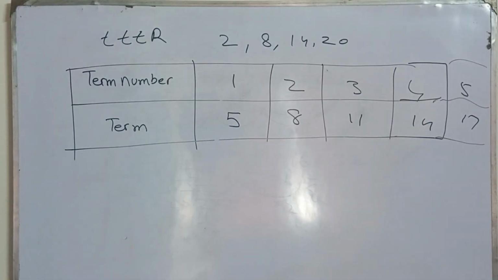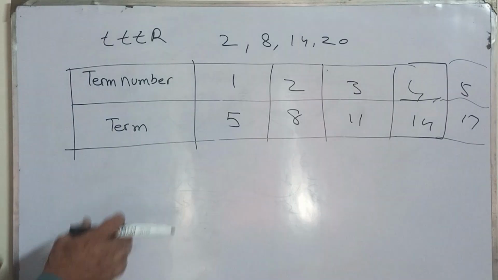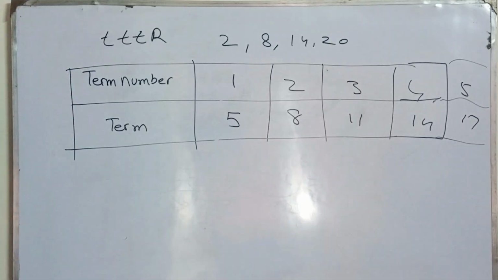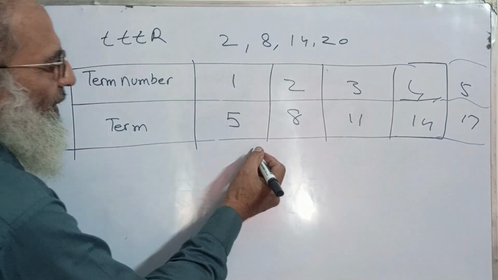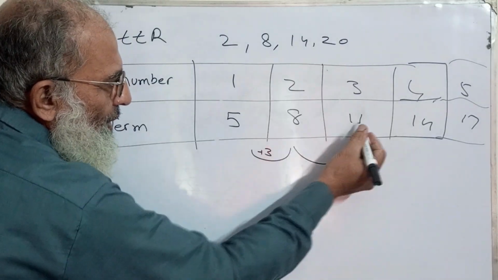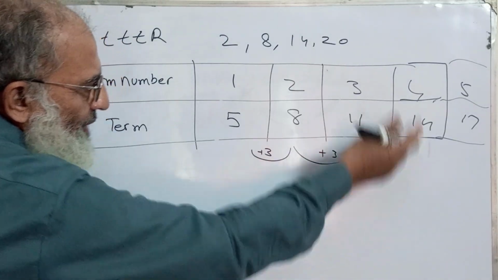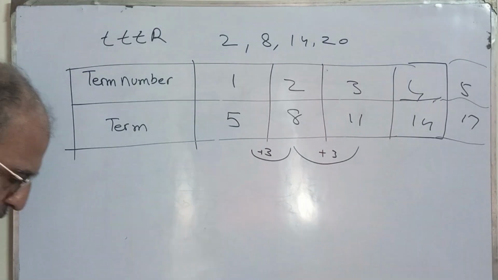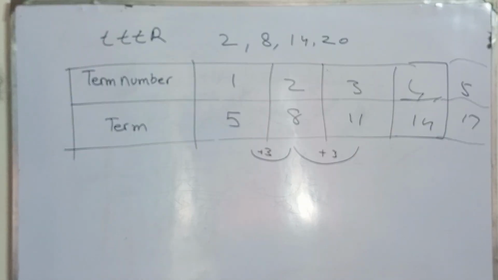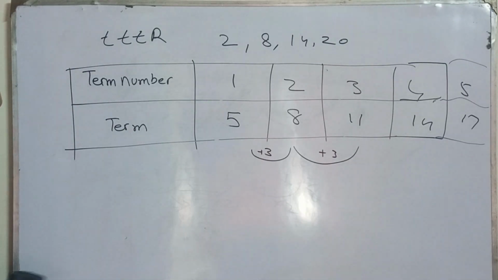And what is the difference between them? What is the increment between them? The increment is, you see, that 5 plus 3 gives us 8. 8 plus 3 gives us 11, and so on and so forth. So you can see the difference, that the term is being increased by 3 each time. Okay. Now, if I do it in another fashion.